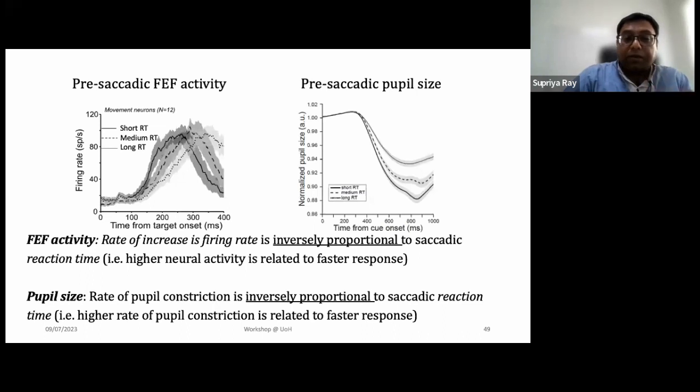So that shows that there is a certain relationship between the FEF activity, or you can say the activity in the oculomotor network, and the pupillary response. So you can, without opening the brain, without putting electrodes inside, just looking at the pupil size, have a good idea whether the trial is going to give you a shorter reaction time or longer reaction time, if you can actually analyze it in real time.